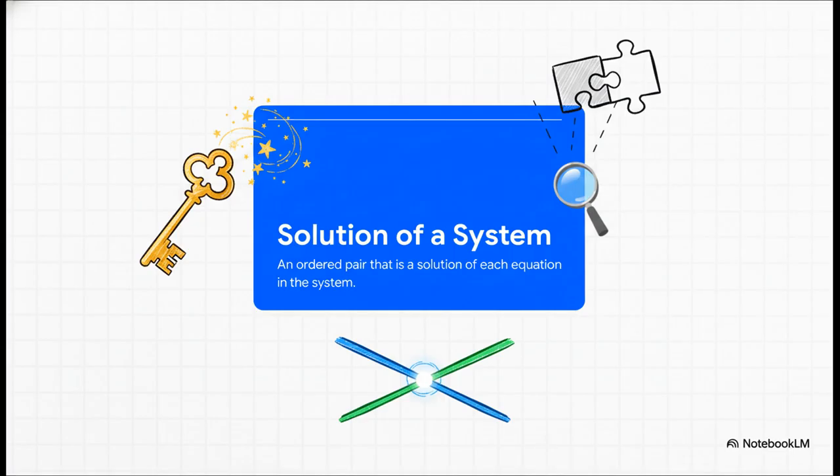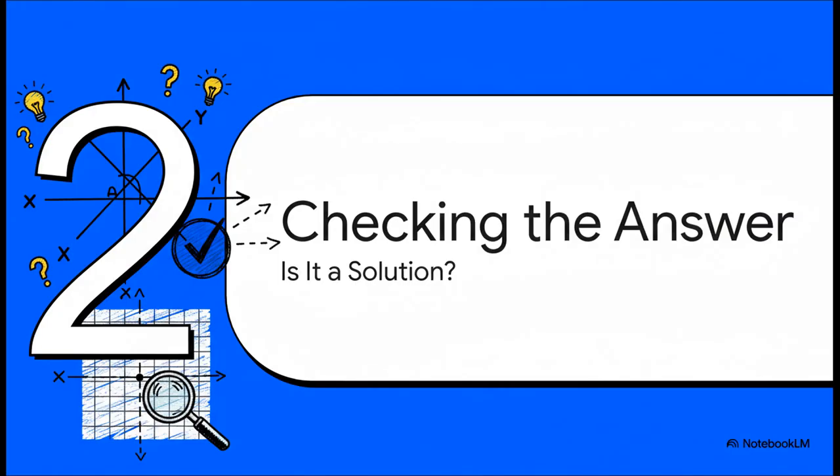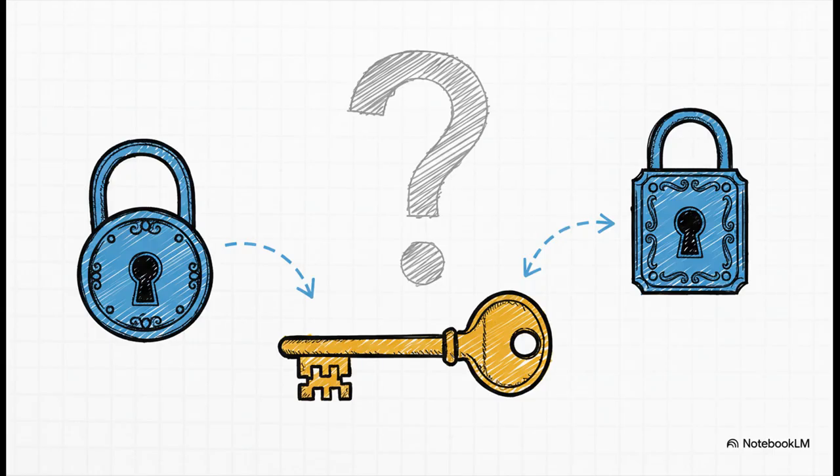Super important. Okay, so before we jump into finding these solutions from scratch, let's do something a little easier first. Let's figure out how to check if an answer is the right answer. It's a really good way to get comfortable with the whole idea. So, imagine this. We've got our system of equations, and someone just hands us a possible answer, a point, let's say the point (2, 5). The question is, how do we know if it's the real deal? How do we check if this key actually works?